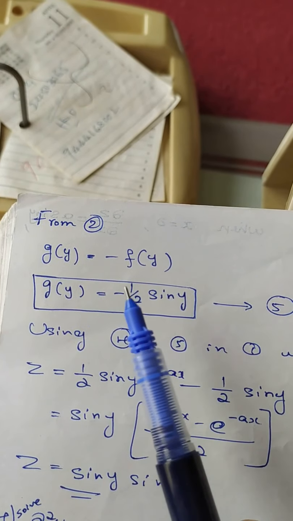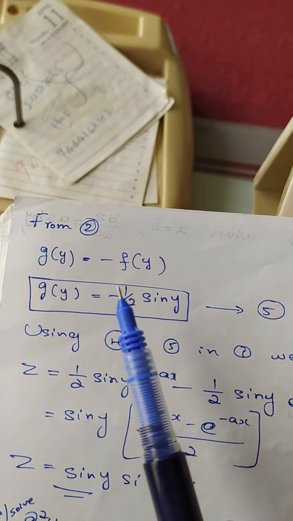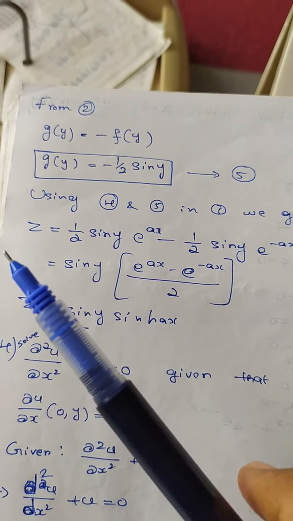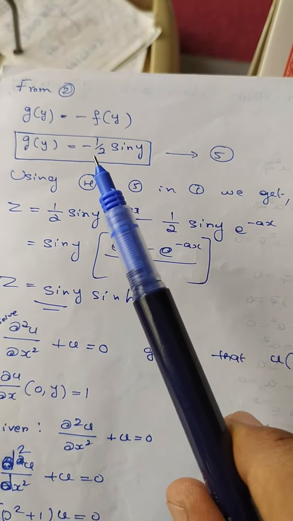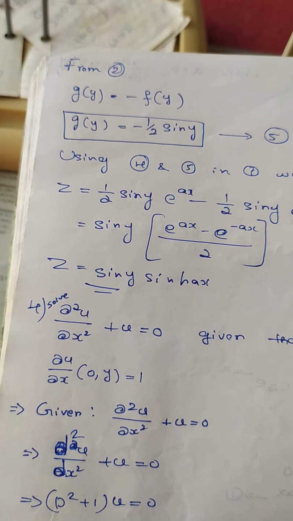Since f of y is 1 by 2 sin y, g of y is minus 1 by 2 sin y. Substitute in the given z, the solution of the PDE. Replace f of y and g of y with 1 by 2 sin y and minus 1 by 2 sin y, then we get this solution.